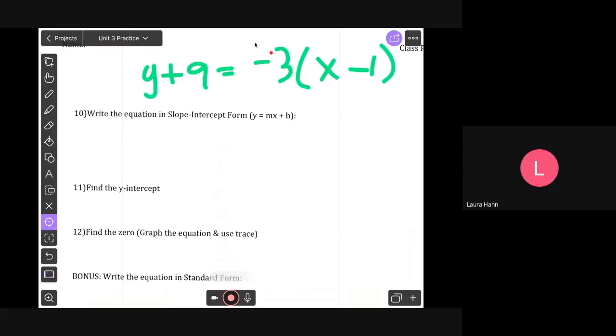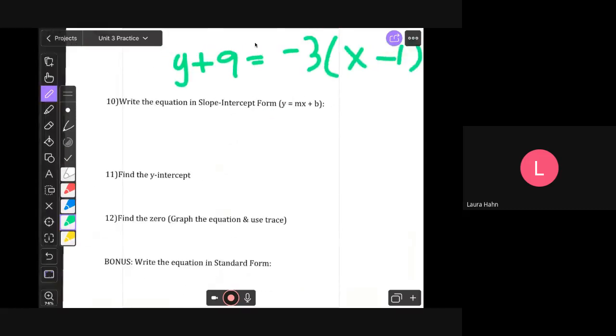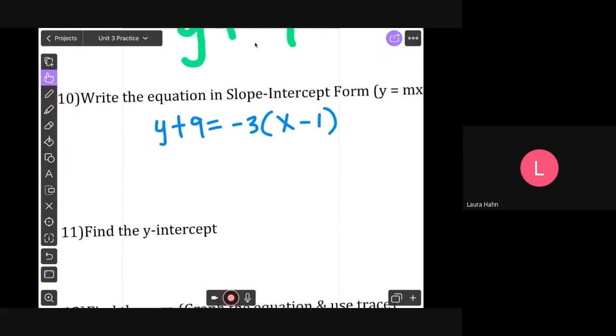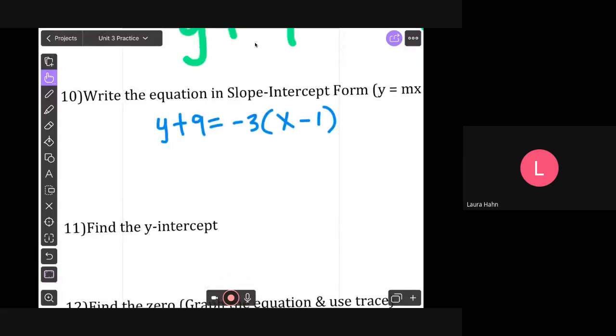Now we're going to convert this equation into slope-intercept form. We want it to look like y equals mx plus b. So our goal now is to isolate y. We're going to solve for y. So y plus 9 equals negative 3x minus 1. I'm going to zoom in. Remember, slope-intercept form is y equals mx plus b, and my goal is to get y by itself.